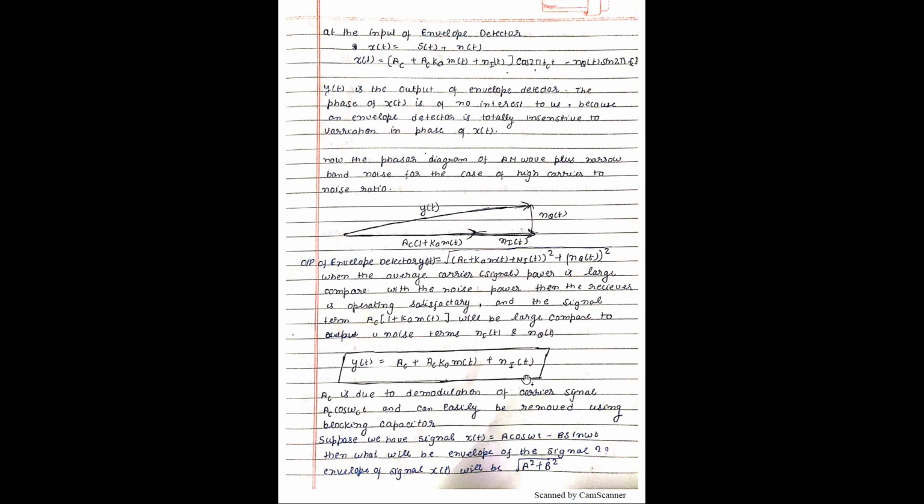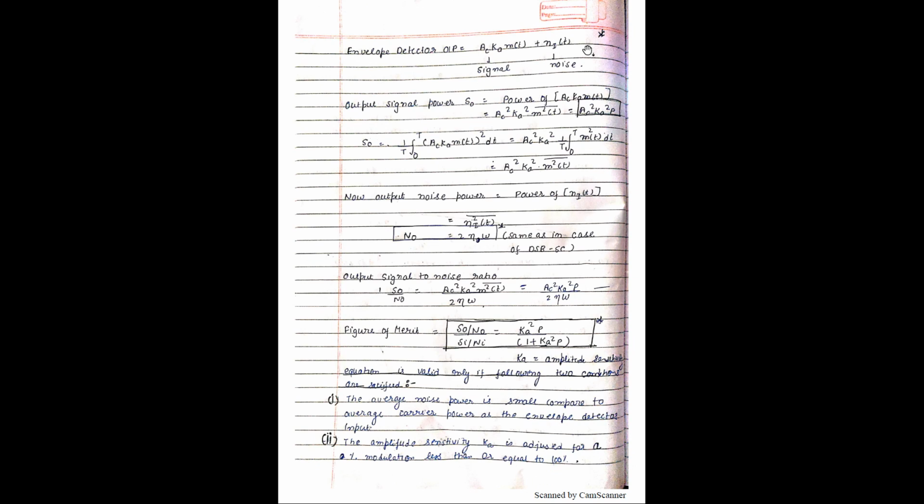And the third term is n_i(t), the noise which is added in the system throughout the channel. Now we can easily remove this carrier signal, the carrier amplitude. This is simply a constant, a DC value. This can be removed by using a blocking capacitor. Capacitor removes DC. So now what will be the output? The output will come as this.